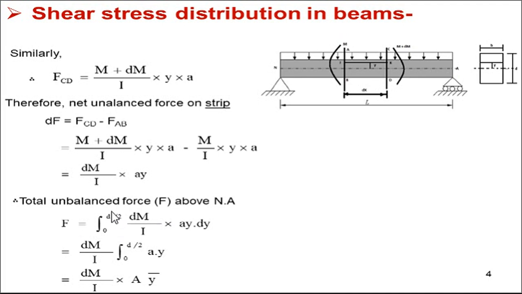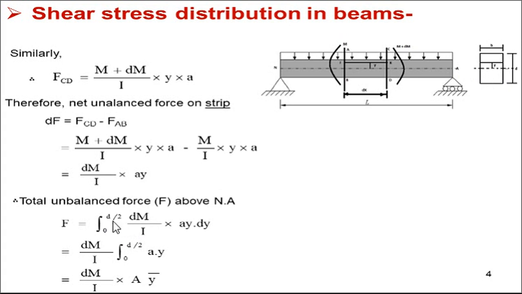Now you can take the integration. If you take the integration, you can determine the total. So we can find the total force, capital F. Take the integration from 0 to, because you know that above the neutral axis up to the top fiber the distance is d by 2. Above the neutral axis or below the neutral axis, from the center it is d by 2. So we can take the distance from the neutral axis, 0 to d by 2.